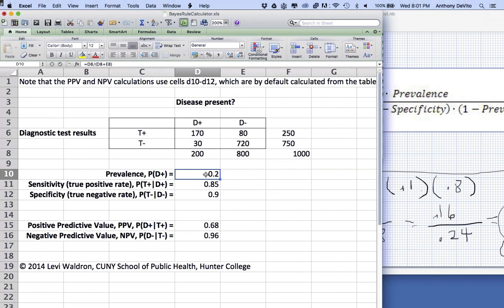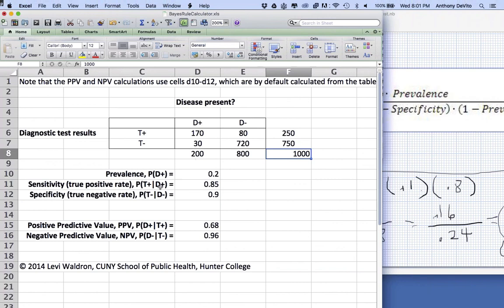Well, if I click in here, you'll see how this has been determined. It says D8, which is 200, divided, let me see what they did here. I'm sorry, the prevalence is 200 over E8, which is 1,000. So that's how they got that number.